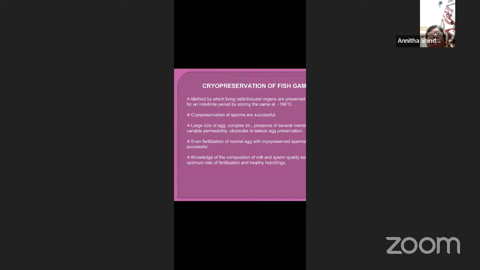Cryopreservation of sperms has been done and has been very successful. Instead of going for the fish eggs, the sperms have been cryopreserved. The large size of the egg, its complex structure, and the presence of several membranes with variable permeability are obstacles in egg cell preservation. That is why they go for cryopreservation of sperms. Preserving sperms is very easy compared to eggs.